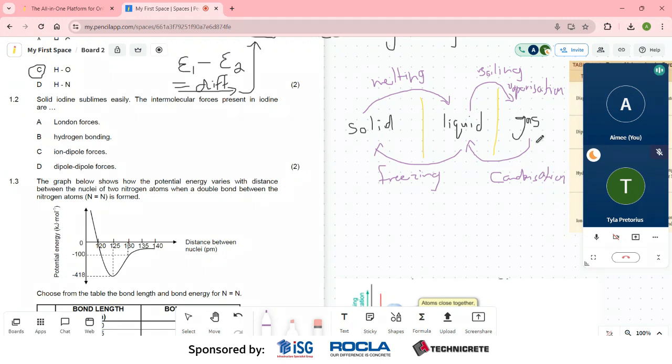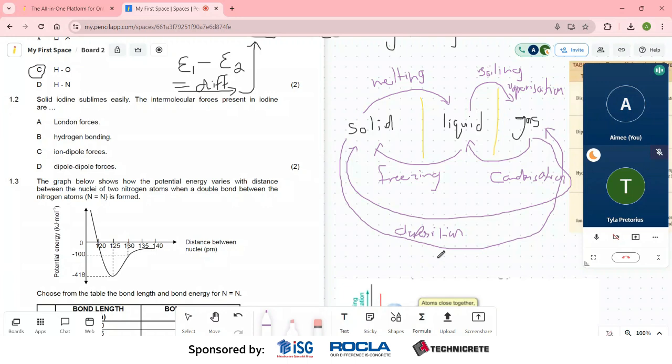Okay. And then we have what is known as gas. When a gas moves directly to become a solid, it's known as deposition. And when a solid moves directly into gaseous form, it's called sublimation. So you know that when they're talking about solid iodine sublimes, it means that solid iodine is undergoing sublimation and becoming a gas.